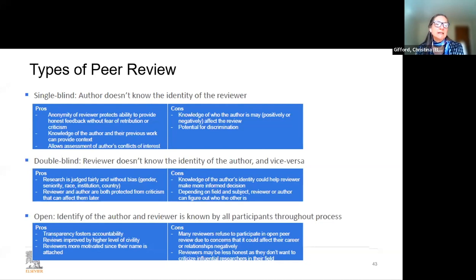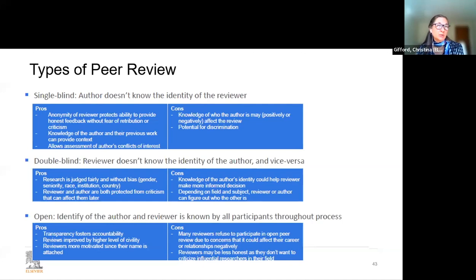For single blind, the advantage is that the anonymity of the reviewer protects the ability to provide honest feedback without any fear of retribution or criticism. It also allows knowledge of the author and their previous work to provide context, and it allows an assessment of the author's conflicts of interest. The con is that knowledge of who the author is may sometimes positively or negatively affect the review, so there's a certain potential for discrimination.